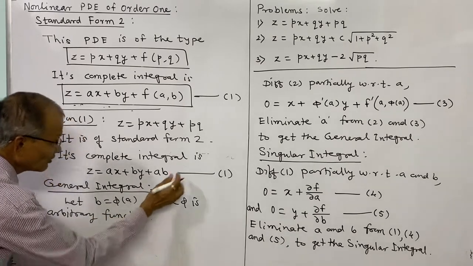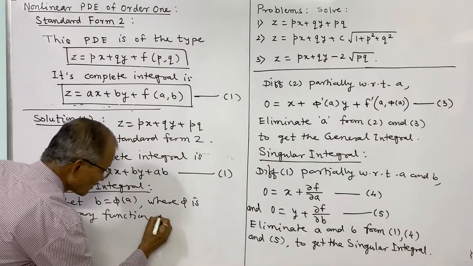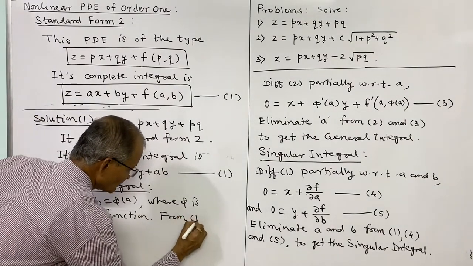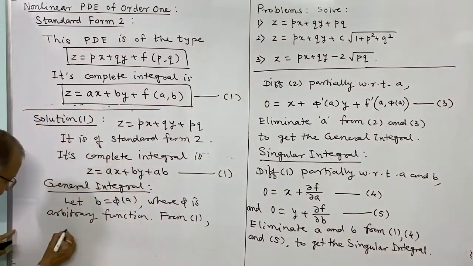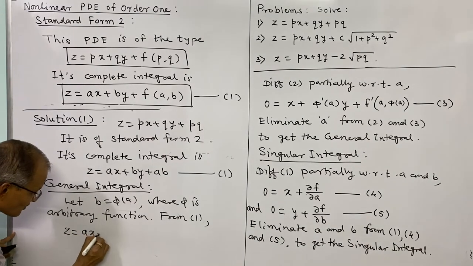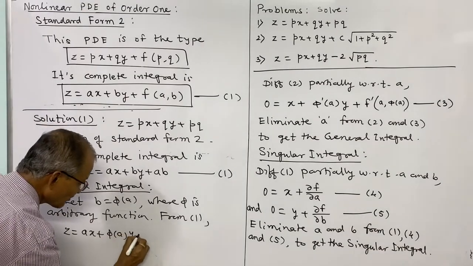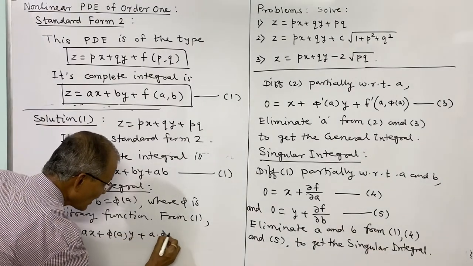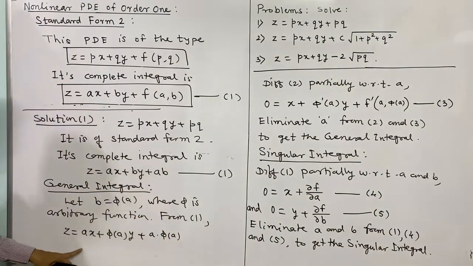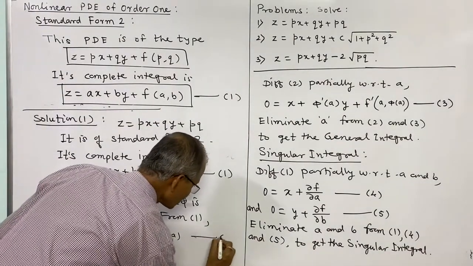And put this value, so 1 becomes... Therefore, from 1, what we get is z = a x + b, we are considering phi of a into y, and plus a into phi of a. B is phi of a. And we suppose this as second.